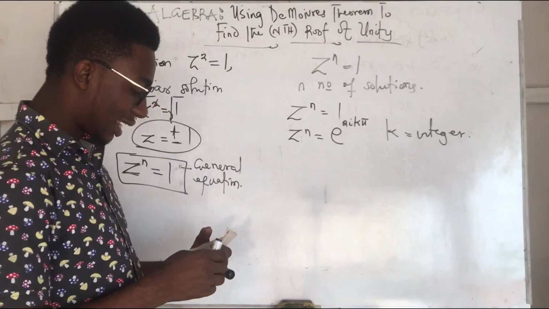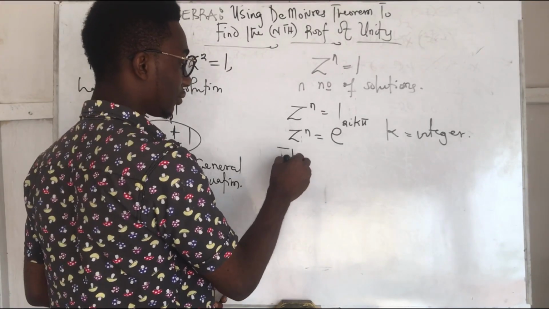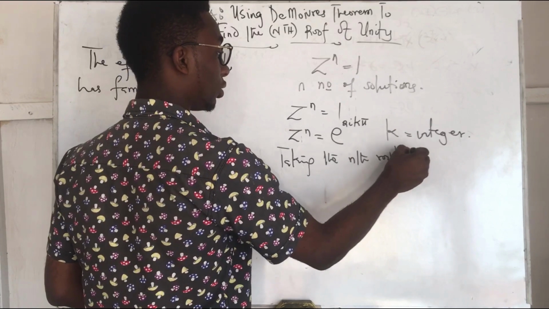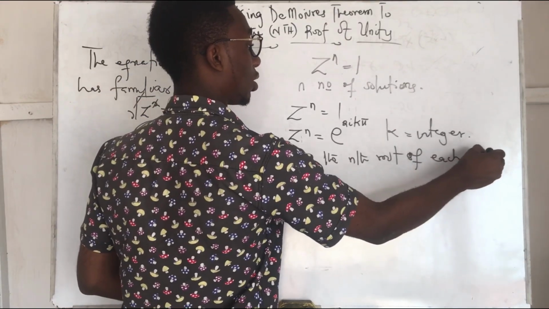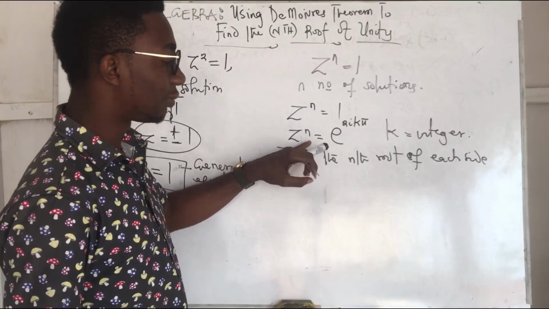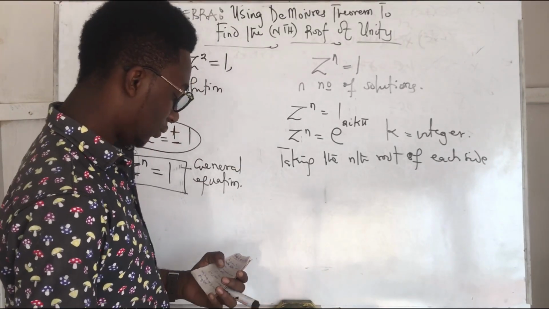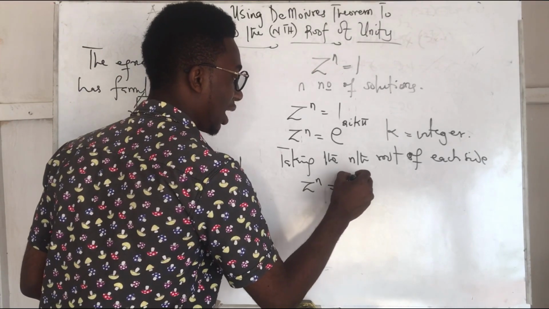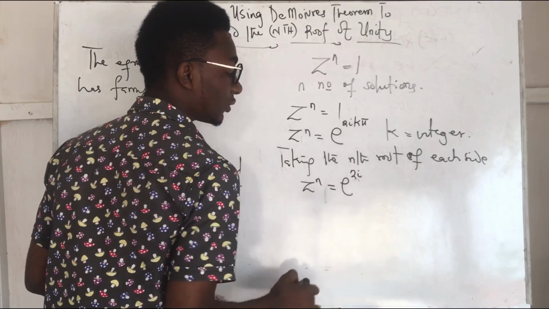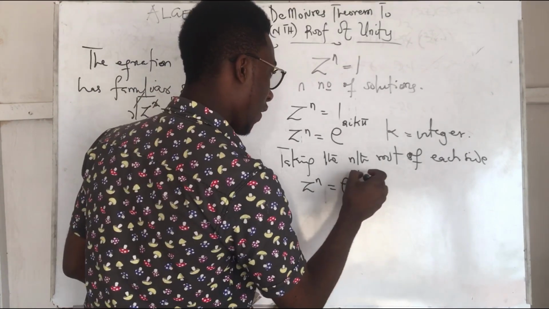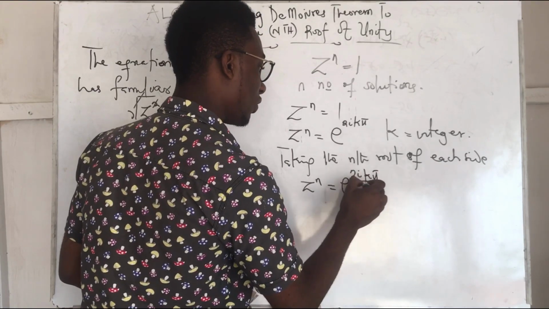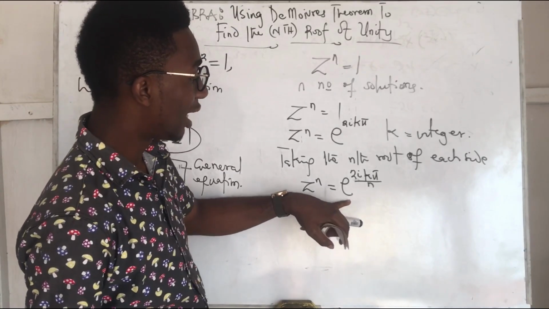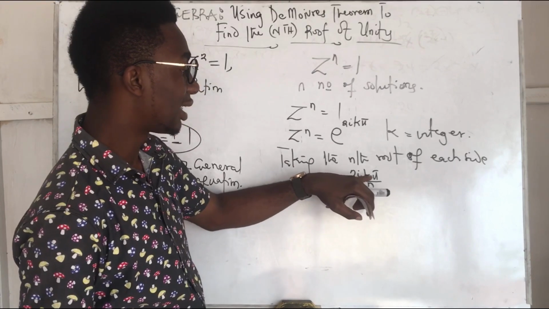Now taking the nth root of each side of the equation, how do you go about it? To take the nth root, we get z equal to e to the power 2i k pi all divided by n. So this is what you get when you take the nth root of this very equation.